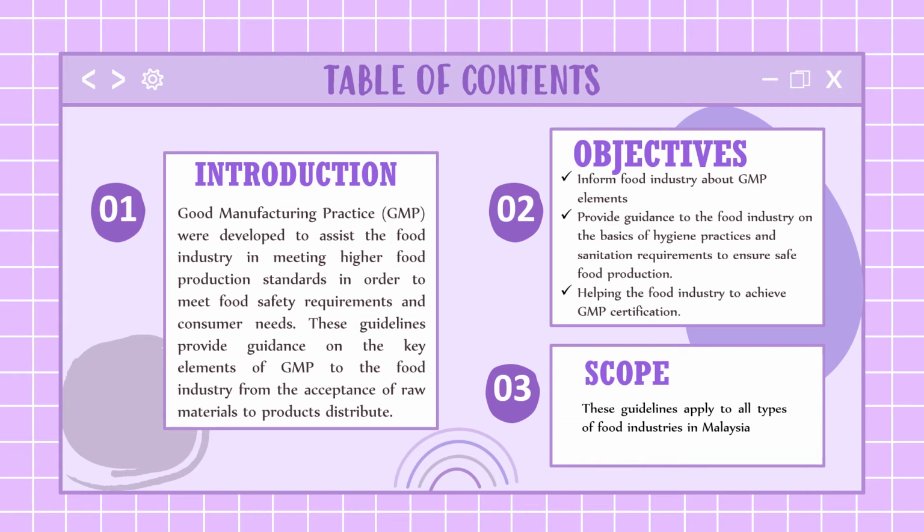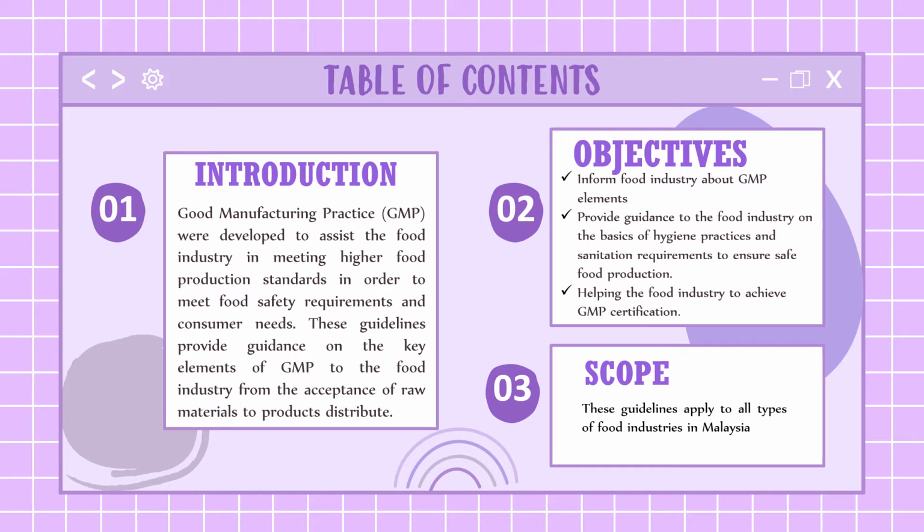Introduction to Good Manufacturing Practice (GMP). Good Manufacturing Practice (GMP) was developed to assist the food industry in meeting higher food production standards in order to meet food safety requirements and consumer needs. These guidelines provide guidance on the key elements of GMP to the food industry, from the acceptance of raw materials to product distribution. The implementation of these guidelines also creates uniformity in Good Manufacturing Practices (GMP) for the food industry.